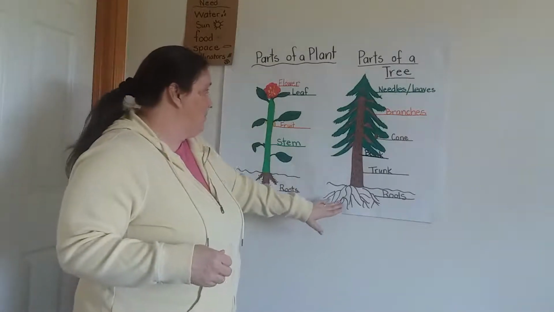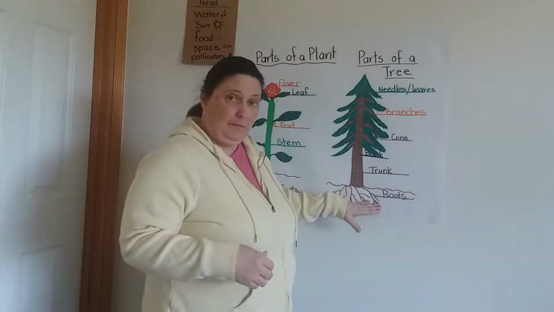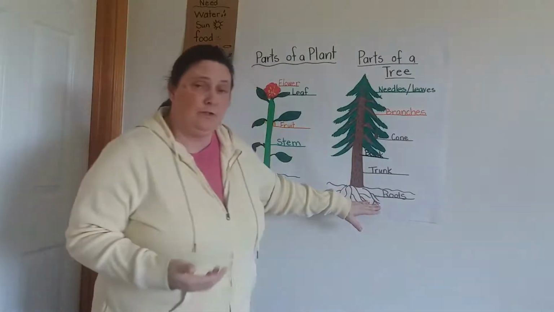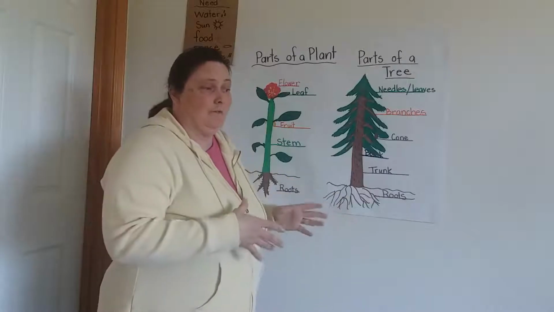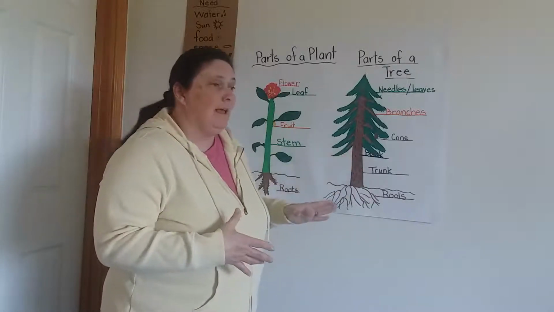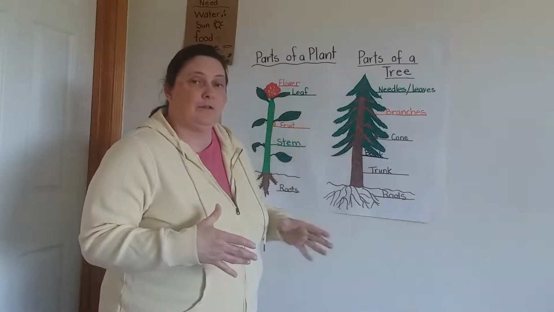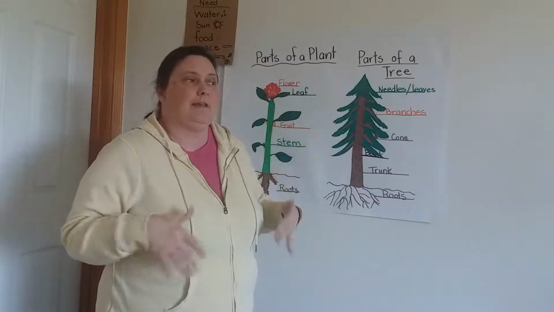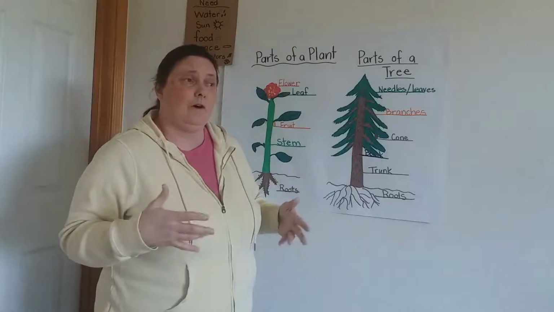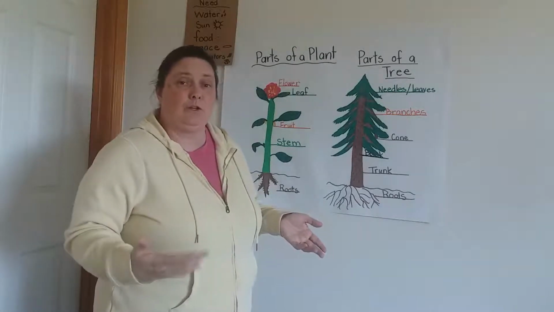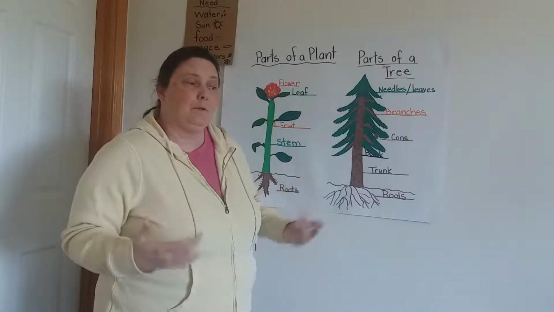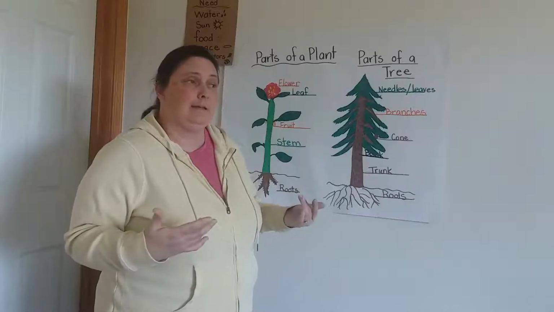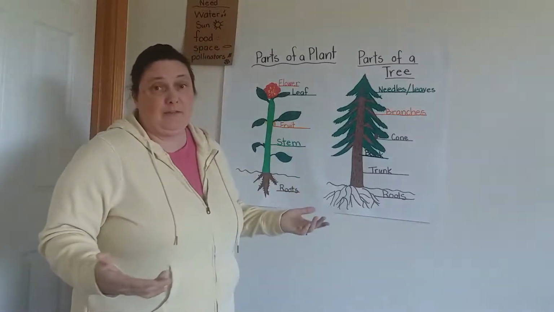And then over here I have a tree. Now this is a coniferous tree. There are two different types of trees. There are conifers, or coniferous trees, like this one here. And there are also deciduous trees. Deciduous trees lose their leaves. They turn orange and red in the fall, like a maple tree or a cherry tree or an apple tree. They will lose their leaves and not have leaves on them in the wintertime.